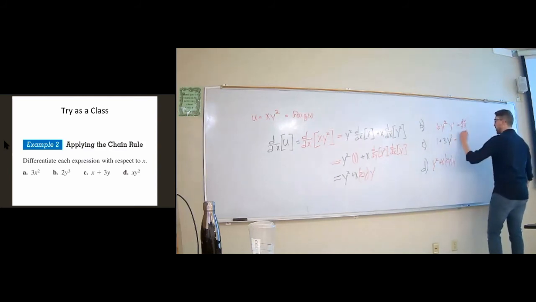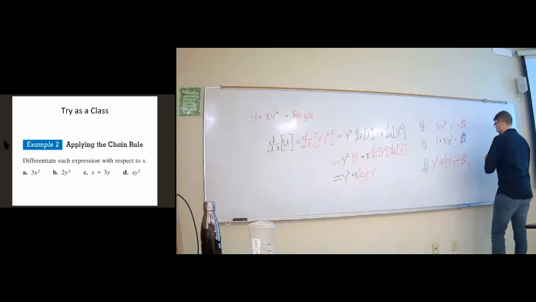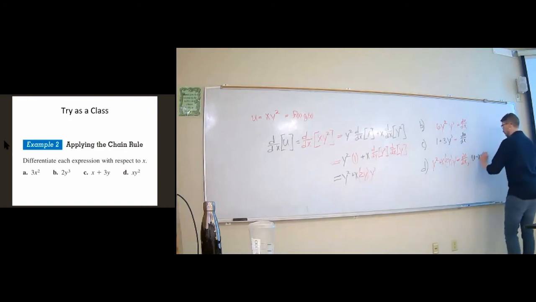And each of these are equal to du dx. Where u, in this first case, was equal to x y squared. In the second case, u was equal to x plus 3y. And in this last case, u was equal to 2y cubed.